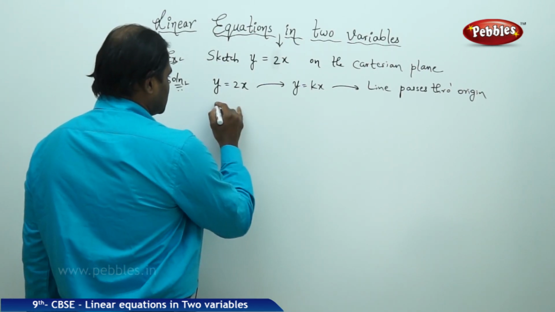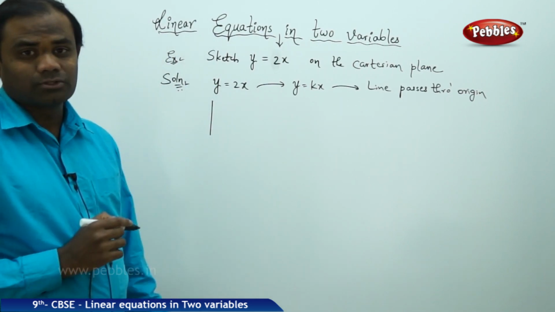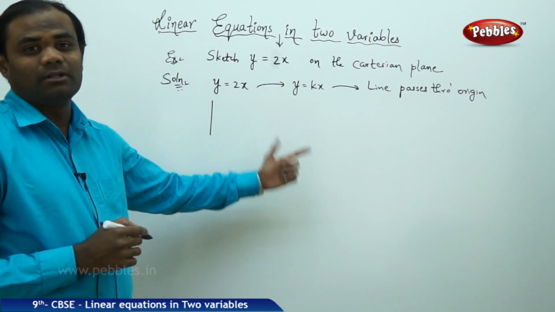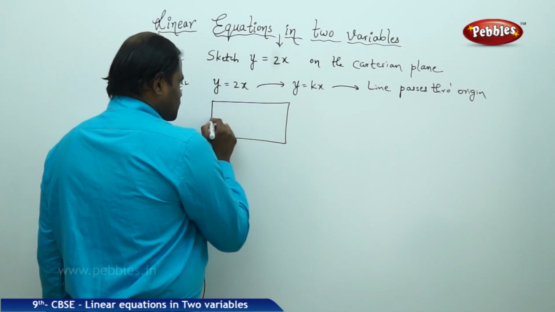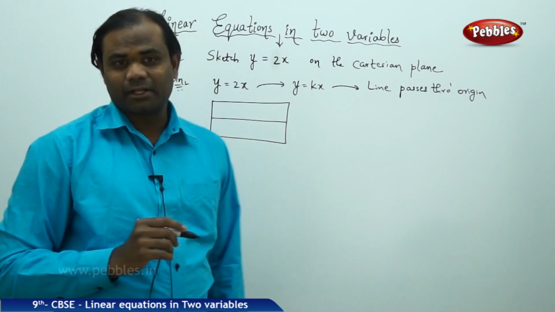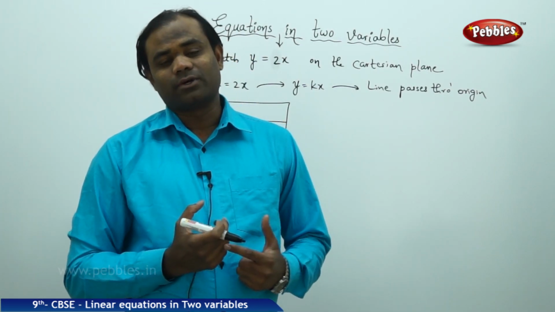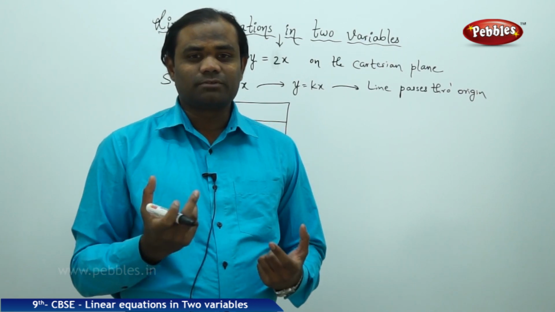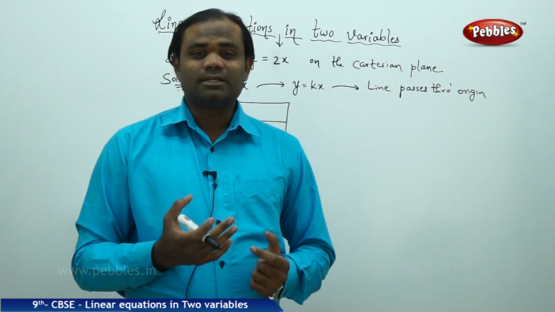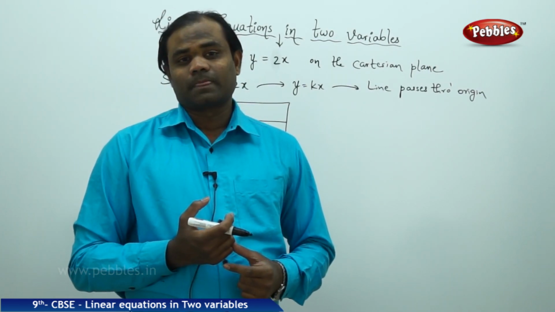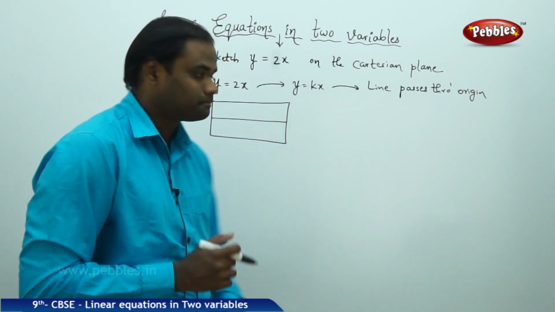Now, in order that I sketch this, the first thing which I take into the rule is about the table of values. Now, as we know, to sketch the line, a minimum of 2 points are required. So, if I have 2 points which can be identified for this line, which lie on this line, then it's easy to sketch the line. The minimum conditions for a line are 2 points.